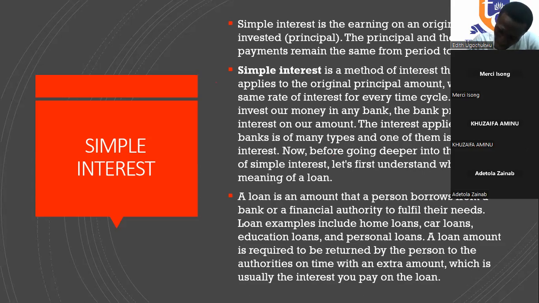So your principal amount can be in the form of either a loan or a deposit. It can be a loan from the bank, like you're borrowing. It can be you are depositing. So your principal amount can come in any form. That is why underneath you have: a loan is an amount that a person borrows from a bank or a financial authority to fulfill their needs. Definitely, if you borrow a loan, you are going to pay back with interest. If you deposit an amount to invest, the bank will pay you back. There will be some charges that would go to the bank as well. So that is the concept of simple interest.